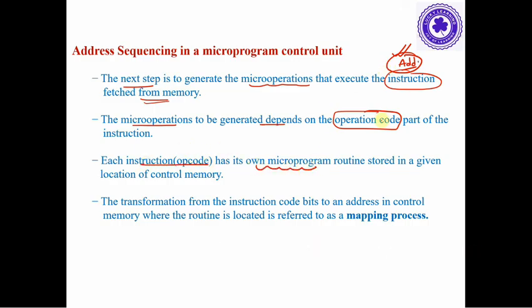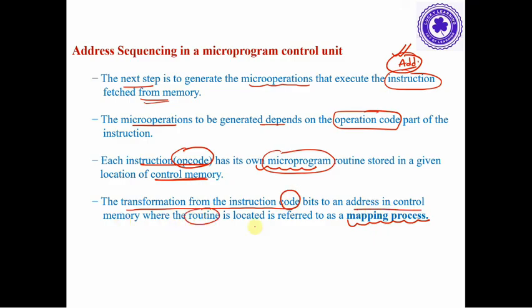Each instruction opcode has its own microprogram. If it is add, add will have one microprogram. If it is sub, sub will have one microprogram. Mul will have one microprogram. And those microprograms are available in the control memory. Now it requires transforming this operation code to the address of the microprogram in the control memory. This transformation from the instruction code into the address in control memory where that particular microprogram is located is referred to as the mapping process.